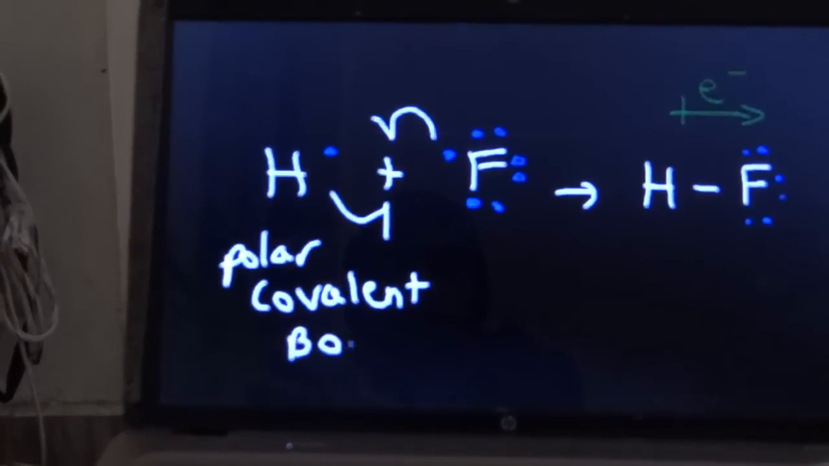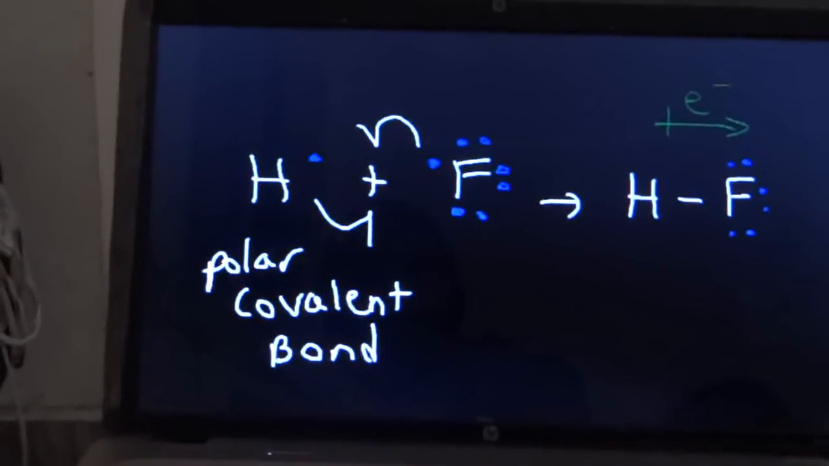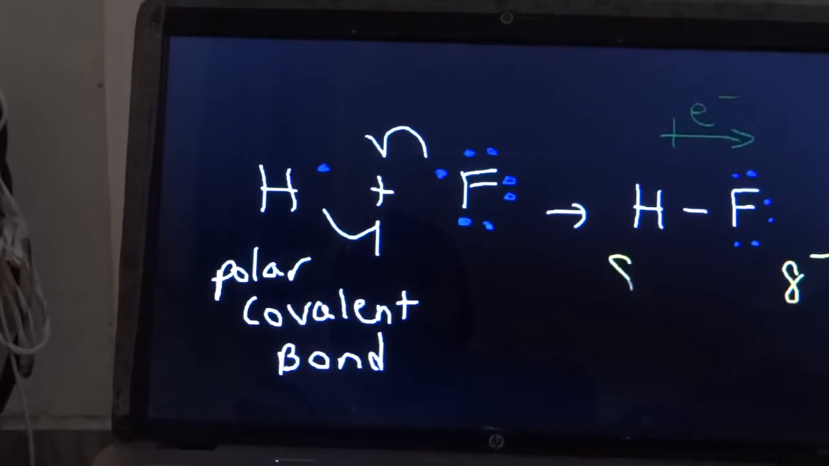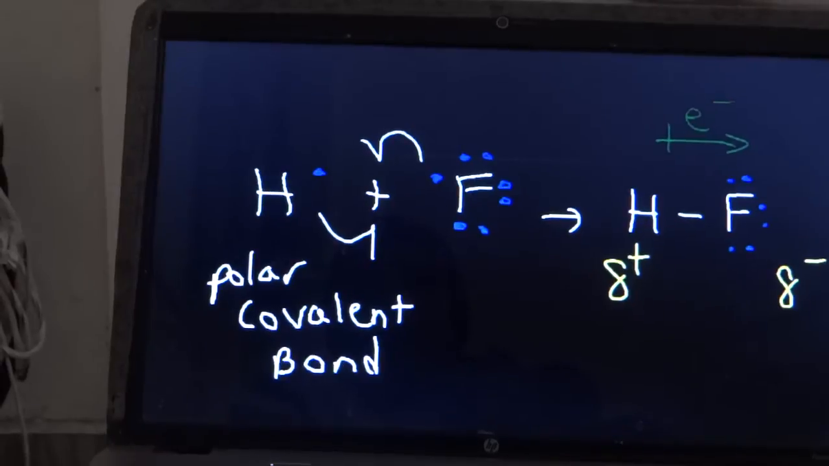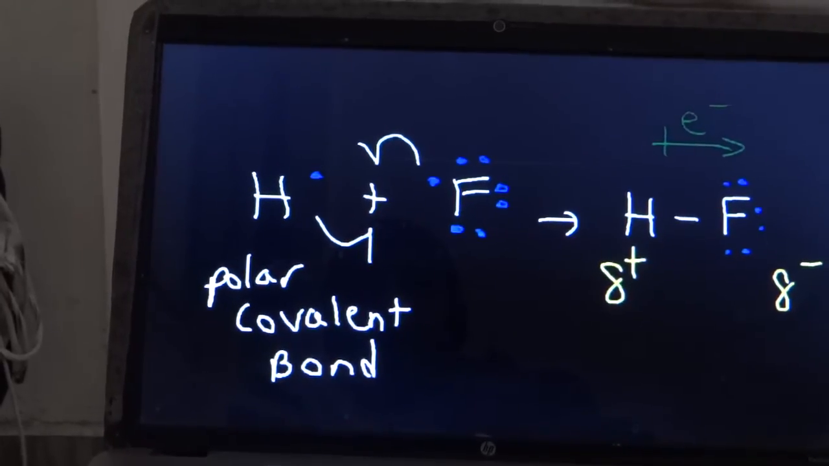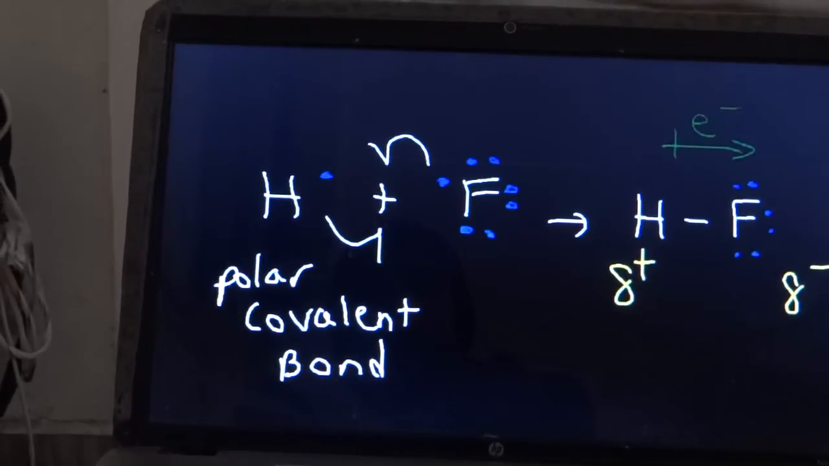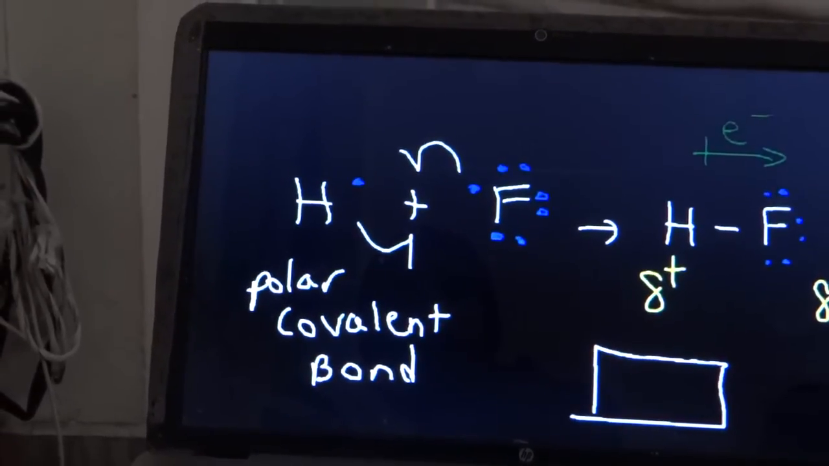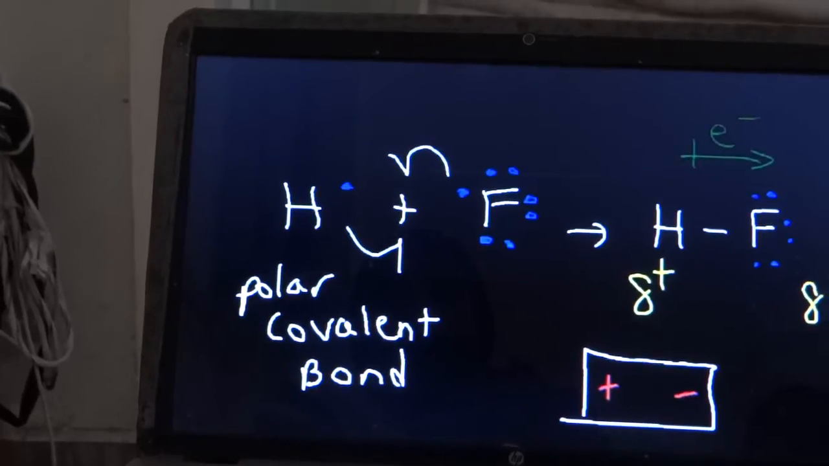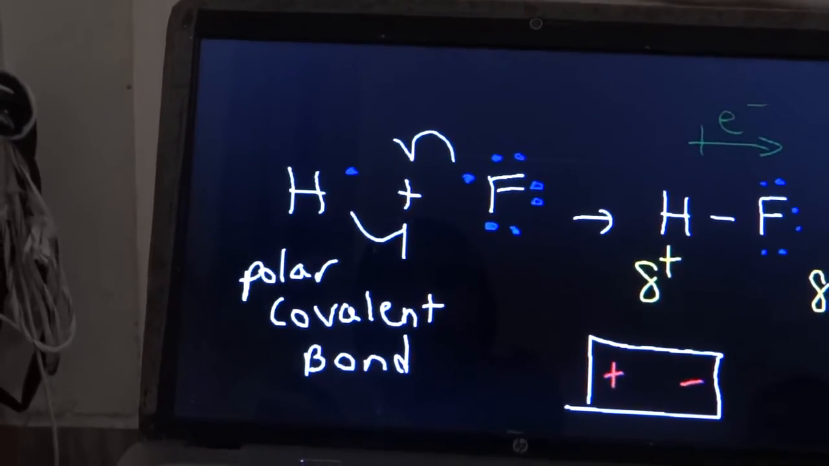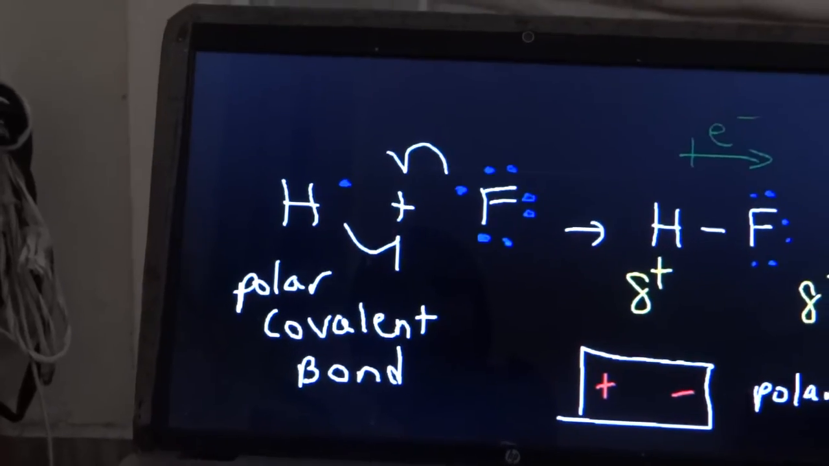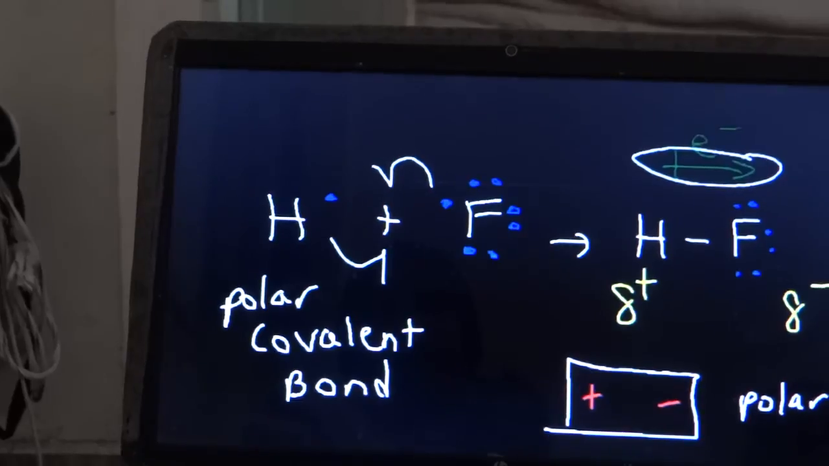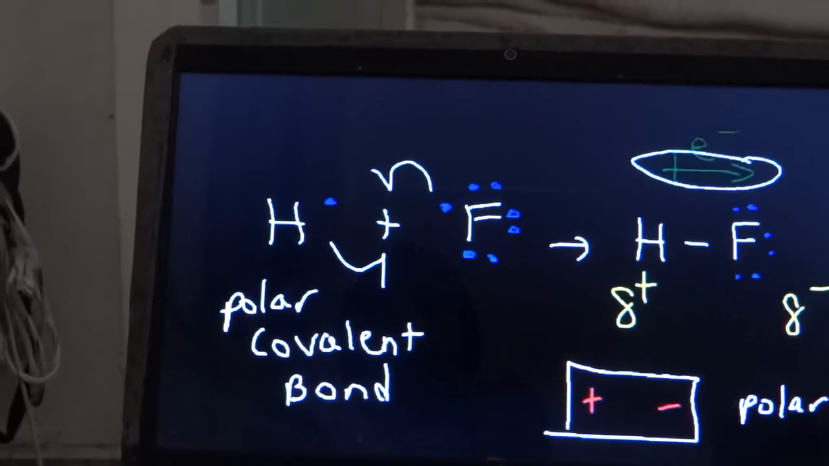As fluorine pulls the electrons toward itself, it's going to acquire a partial negative charge. And hydrogen, since it loses some of those electrons, is going to acquire a partial positive charge. It's not neutral, but partial. Whenever you have a molecule where one side is partially positive and the other is partially negative, you have a polarized substance. You need to know this dipole. To draw the dipole, the arrow has to point towards the more electronegative atom.